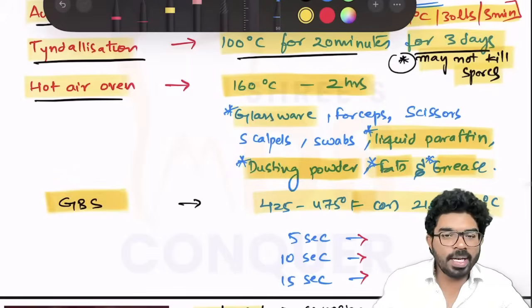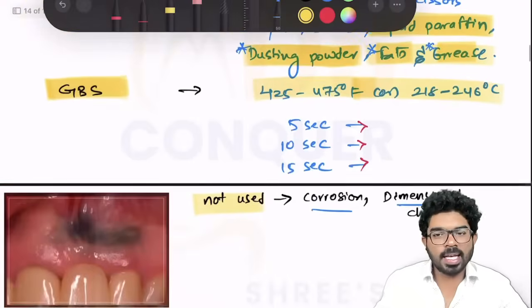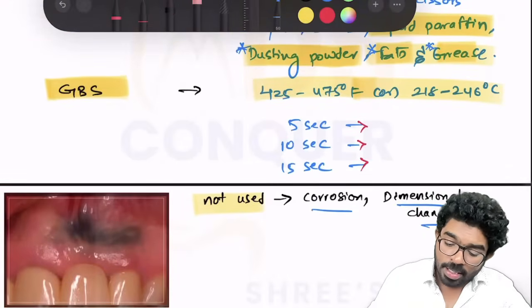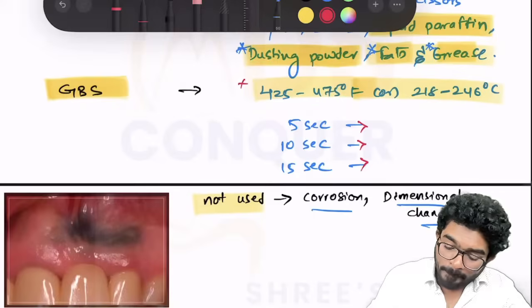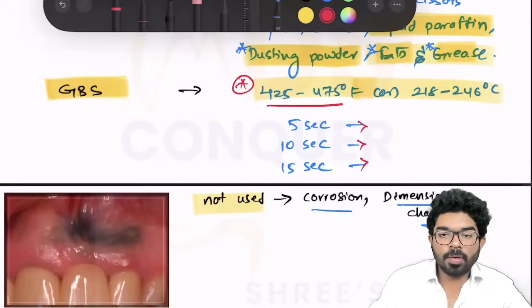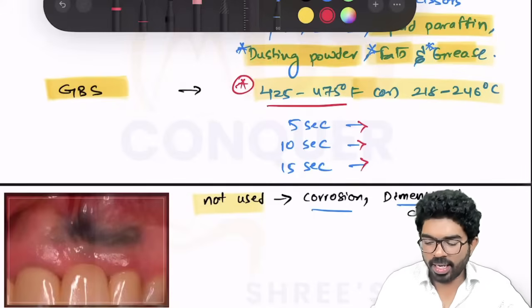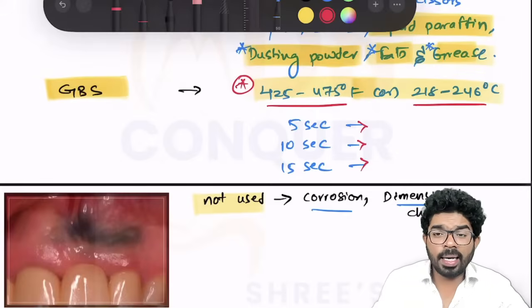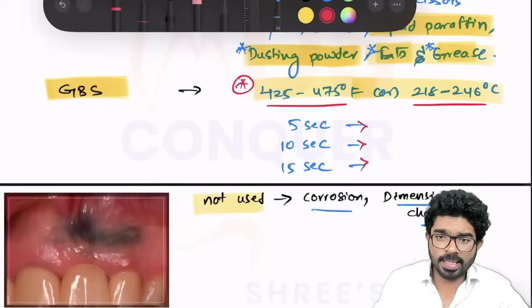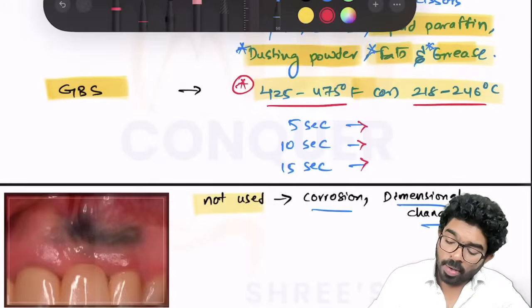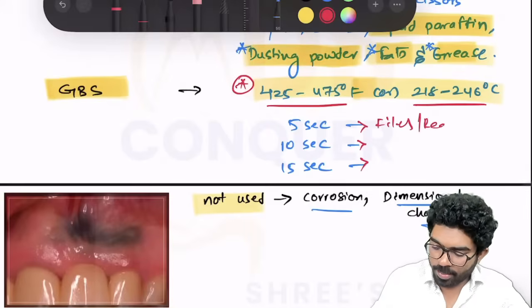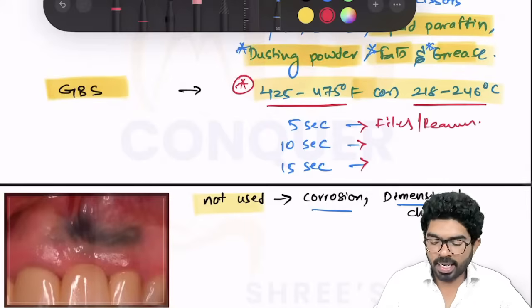Then comes the glass bead sterilizer. I hope you have seen this glass bead sterilizer in your endo departments. Here the numbers are very important. The temperature is 425 to 475 degrees Fahrenheit, which in centigrade is 218 to 246 degrees. The holding time is regularly 5 seconds, and this holding time is very commonly used in the case of files and reamers. Files and reamers, 5 seconds.